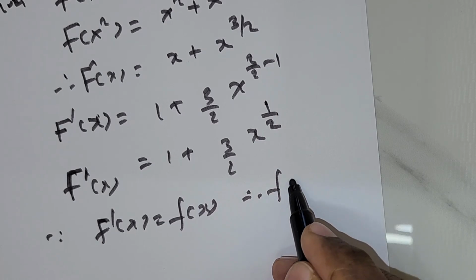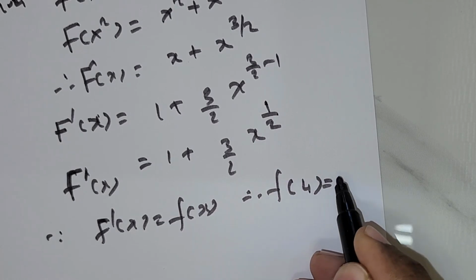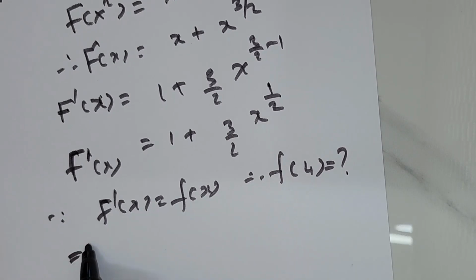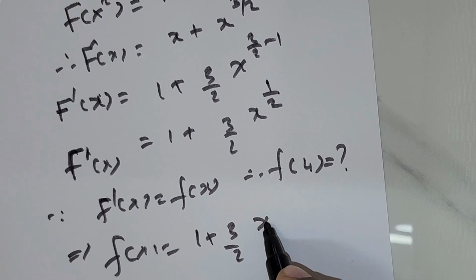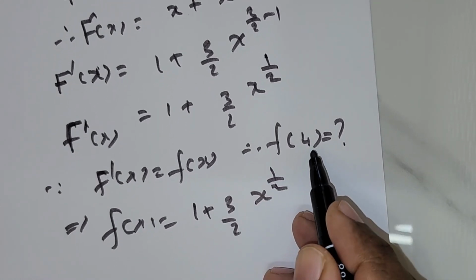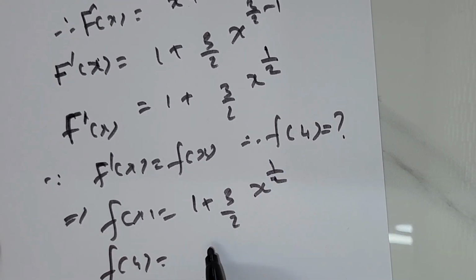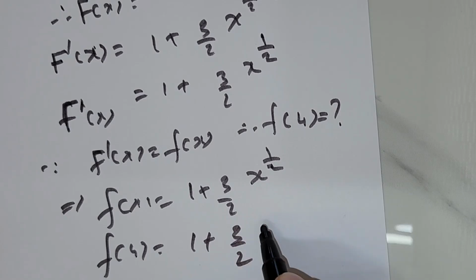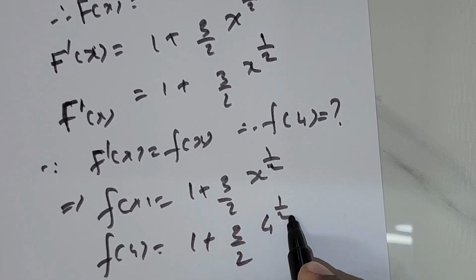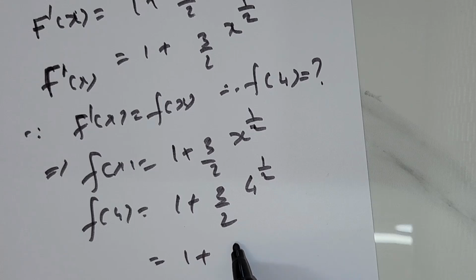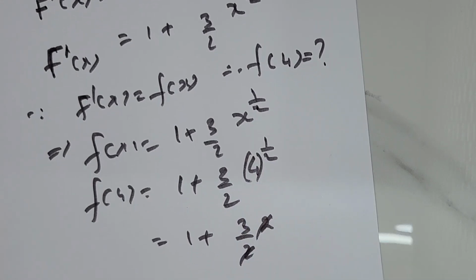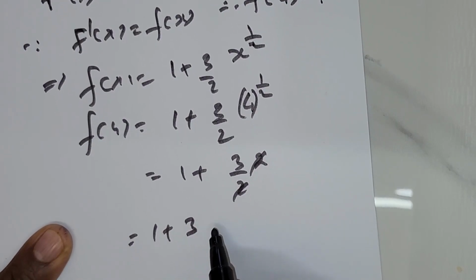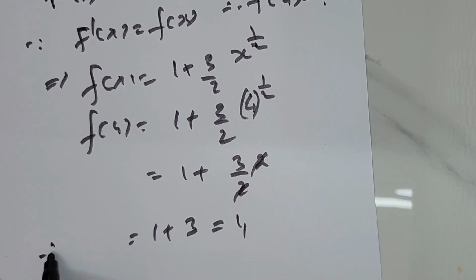So for f of 4, we need to get f of 4. So this would mean f of x is equal to 1 plus 3 over 2 x raised to the power of 1 over 2. So for f of 4, you have 1 plus 3 over 2 times 4 raised to the power of 1 over 2, which is going to be 1 plus 3 over 2 times 4 raised to the power of 1 over 2, which will give me 2. The 2 gets cancelled. You get 1 plus 3, which is equal to 4. So therefore, this is the value for f of 4.